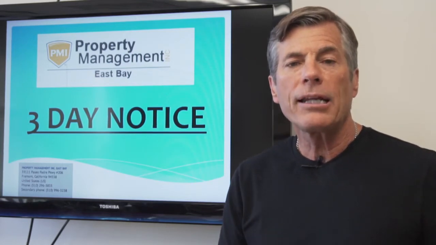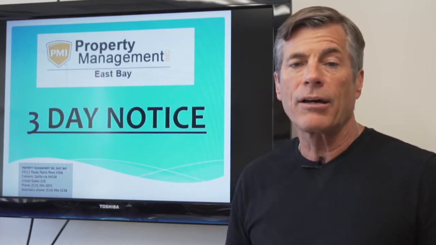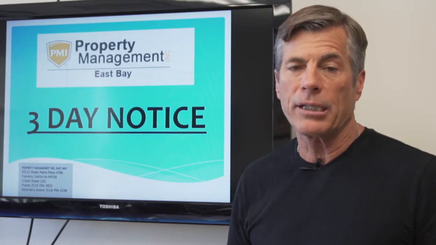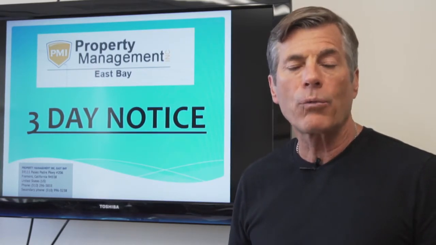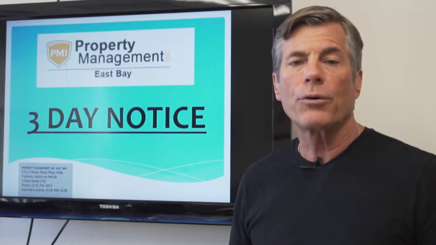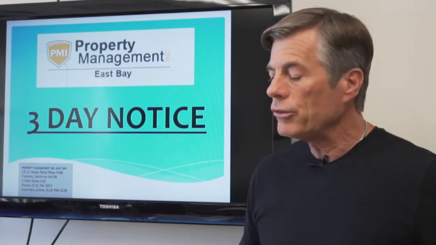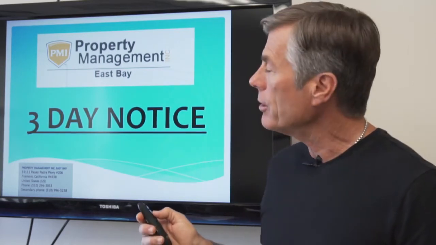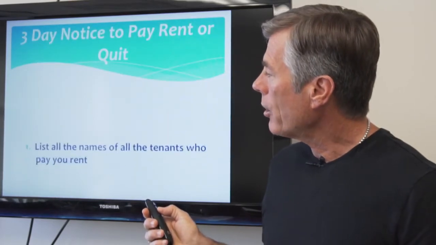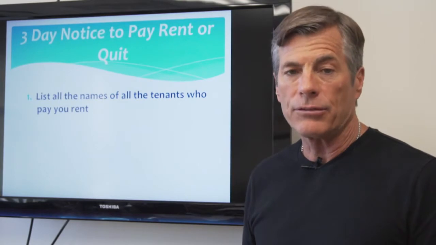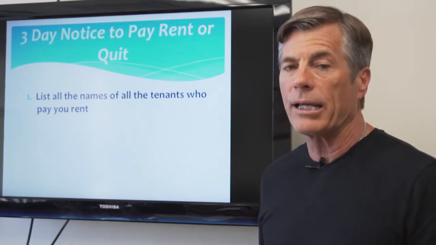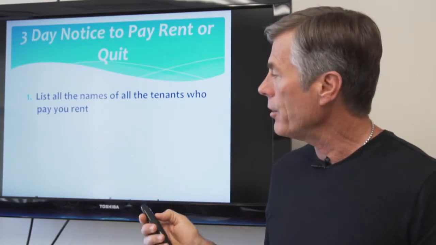If they don't bring it in by the 6th or the 7th, then it's time to get out the 3-day notice. And this form, by the way, can be downloaded off of our website under Helpful Owner Resources. And once you've got the form downloaded, then you're going to start to fill it out. And you start with the names of all the tenants that are on the lease. All the tenants that pay you rent are going to be listed on the notice.